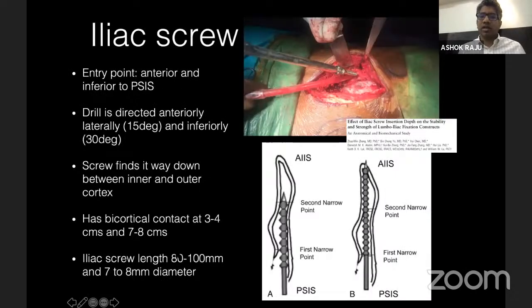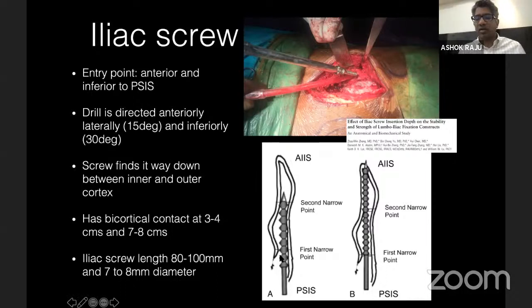Coming to the ilial screw, the direction of the ilial screw is very important. Your entry point is anterior and below the posterior superior iliac spine. This helps in countersinking the head, and it prevents irritation of the wound. Now, once you have made an entry point, you drill in the direction anteriorly, laterally, and inferiorly towards the anterior inferior iliac spine. The screw takes its own way between the outer table and the inner table, and the screw length should be around 80 to 100 millimeters.